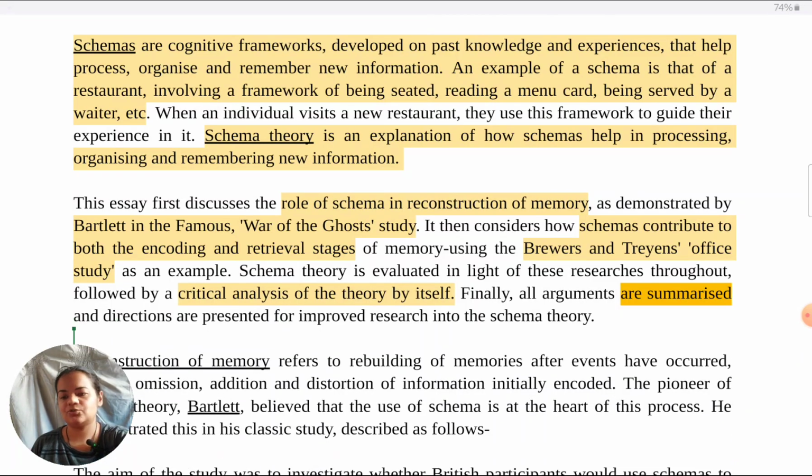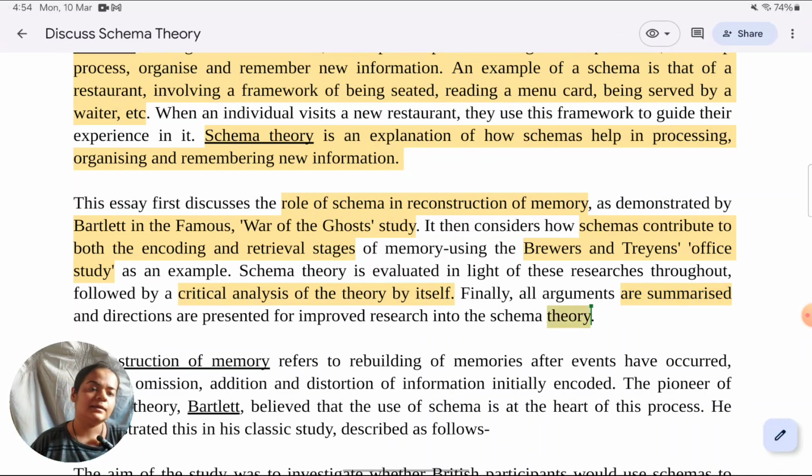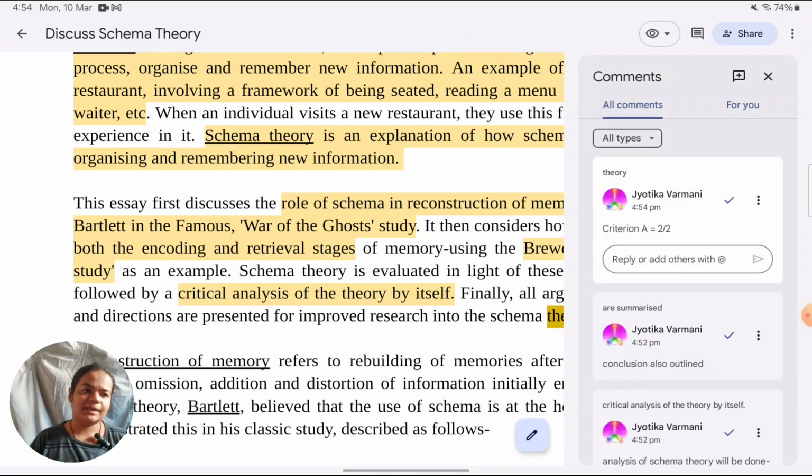What this answer shows us about meeting criterion A. Criterion A requires explaining the problem. It is worth 2 marks. I will give this answer 2 out of 2 when it comes to meeting criterion A, because as I have explained, I'll just reiterate quickly. The concepts are defined. What is to come in the essay is very clearly outlined. So it explains the problem. It explains what is going to be discussed about schema theory very clearly, and it deserves a 2 out of 2 on criterion A.